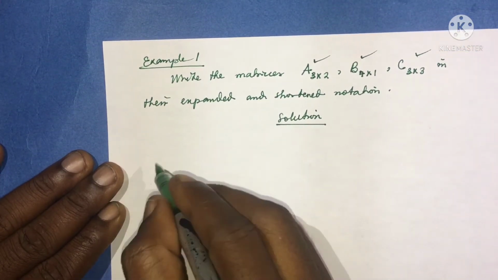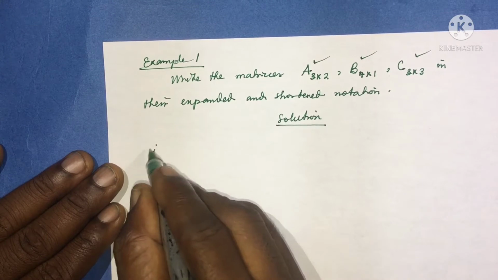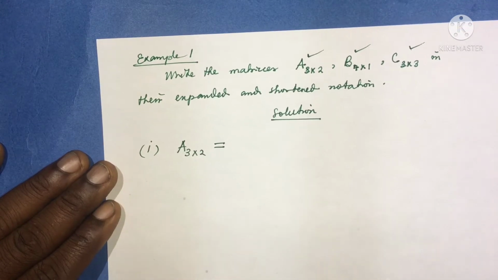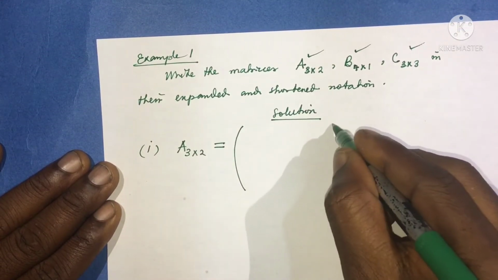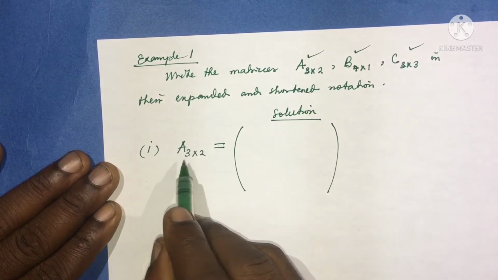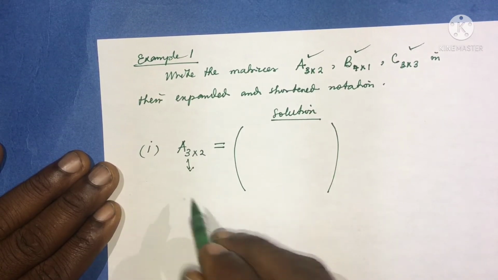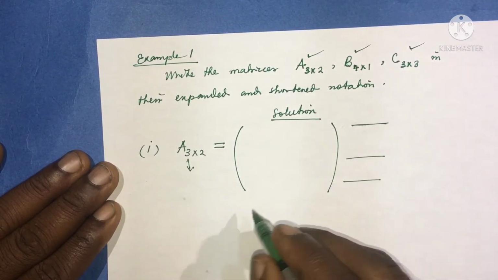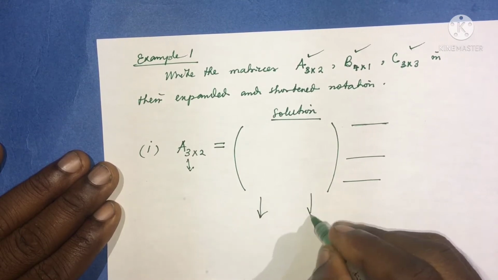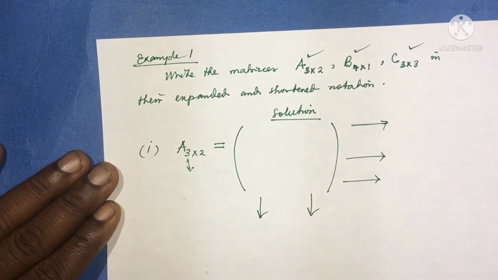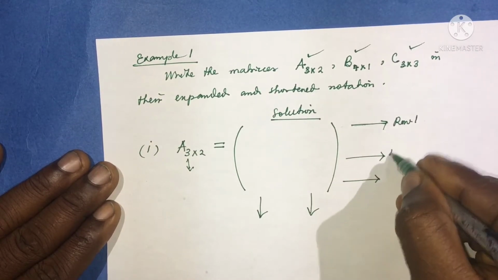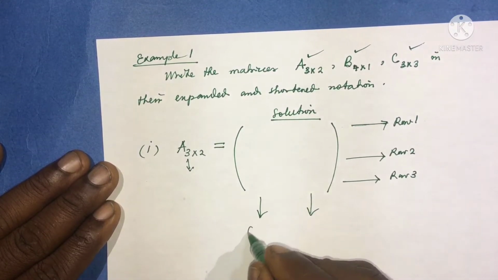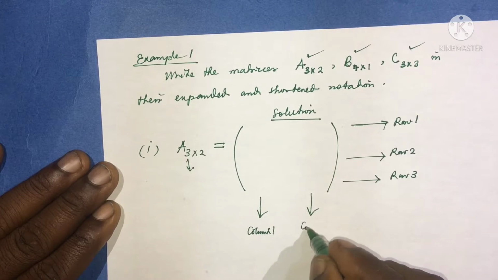If you were asked to do this, let's start with the first matrix, A 3 by 2. I'm going to write this matrix in its expanded form. Now, this matrix has how many rows? 3 rows, so there will be 1, 2, 3 horizontal spaces. How many columns does it have? 1 and 2. So there are 3 rows, but 2 columns: column 1 and column 2.